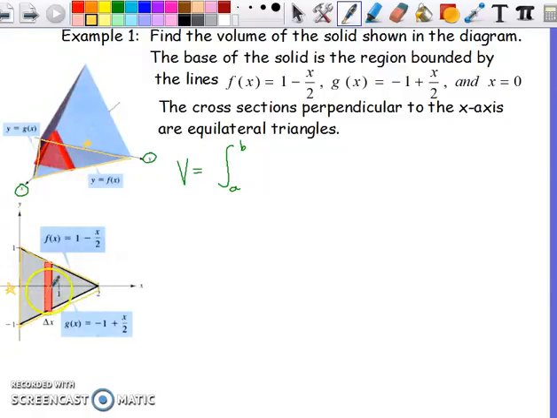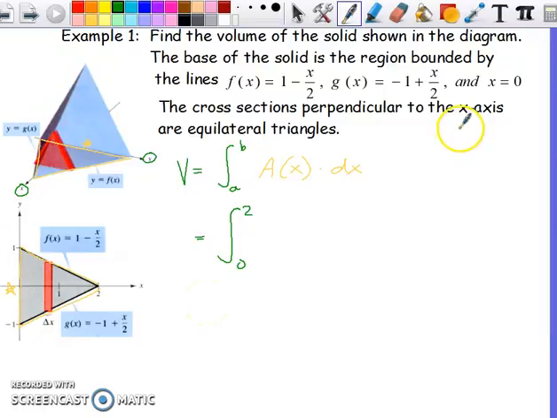And you can see that the base of this cross section, this triangle, is perpendicular to the x-axis. So this is going to be a function with respect to the variable x, and we're going to integrate with respect to the variable x. That means a and b are going to be x values. Those x values appear to be from 0 to 2. Now we have to find this A of x.